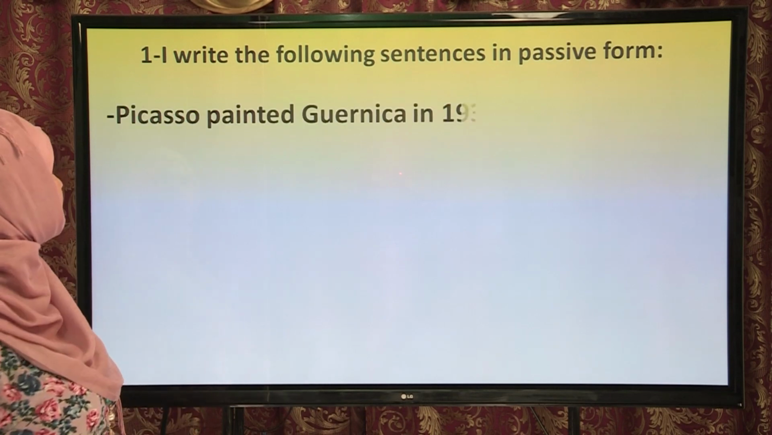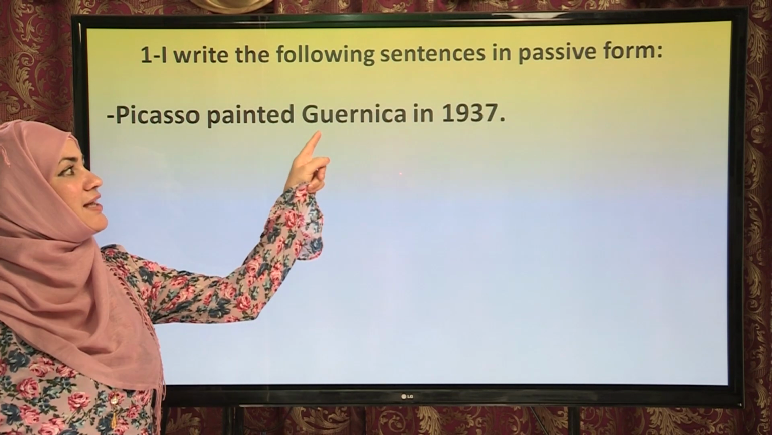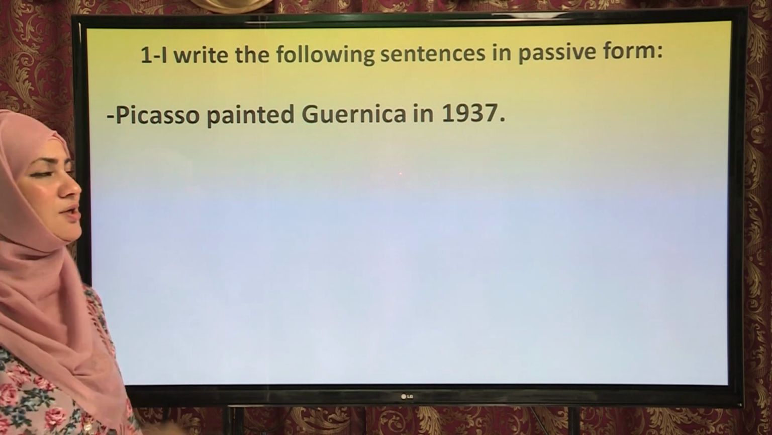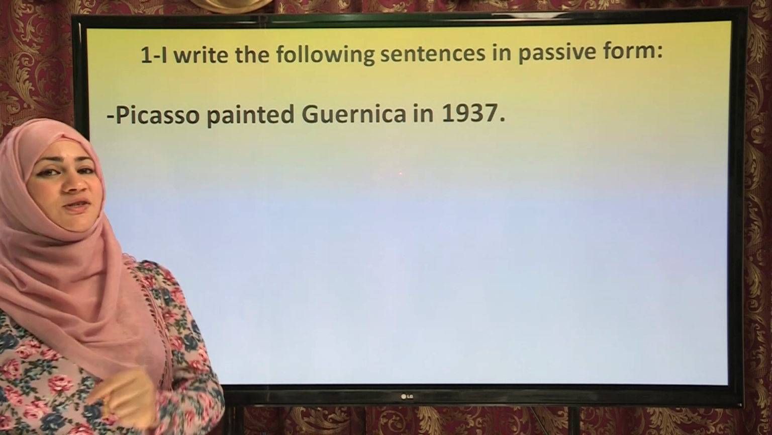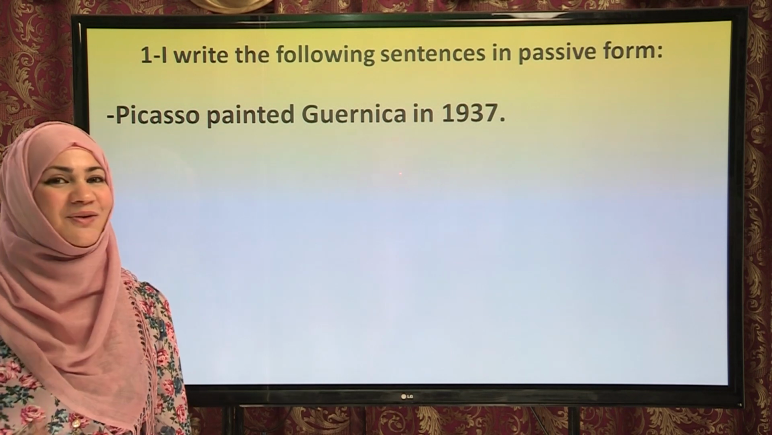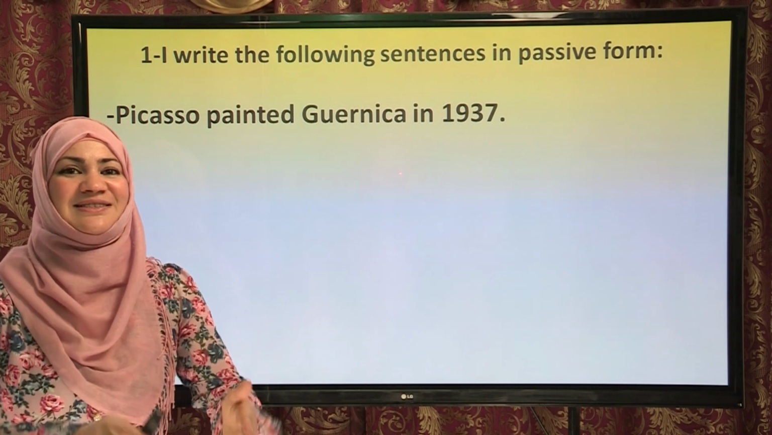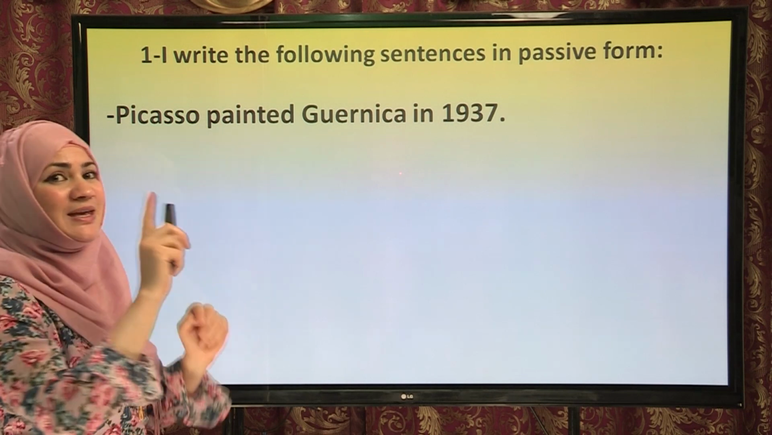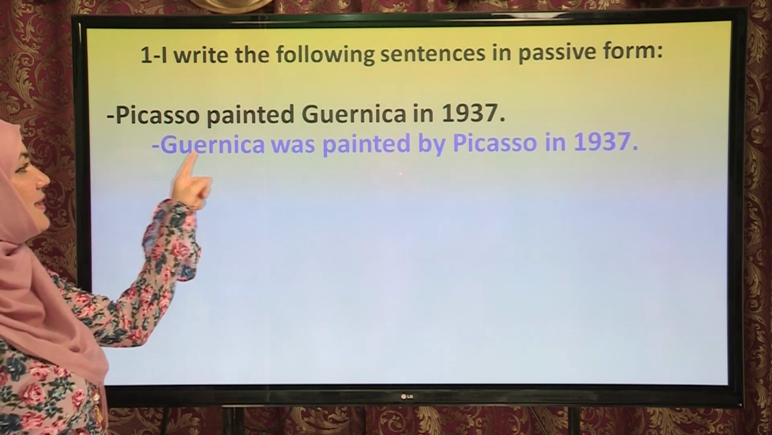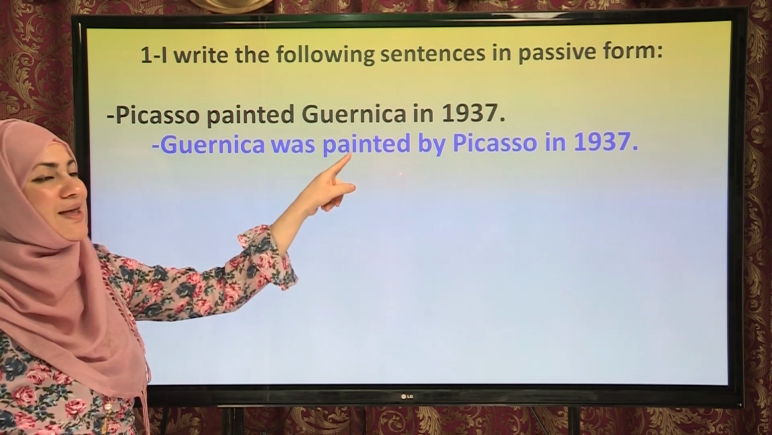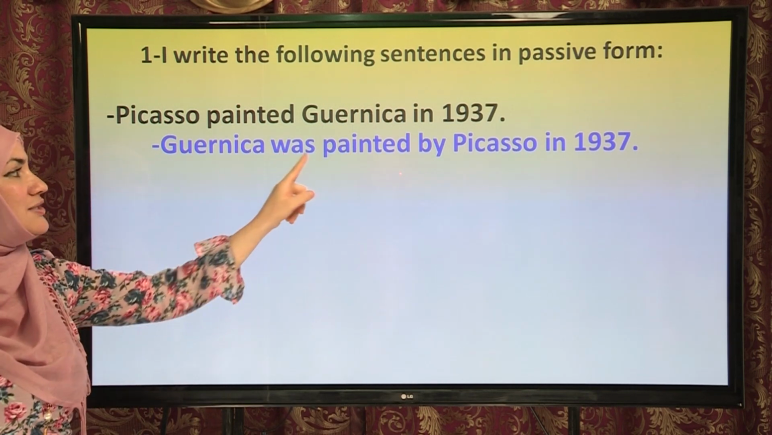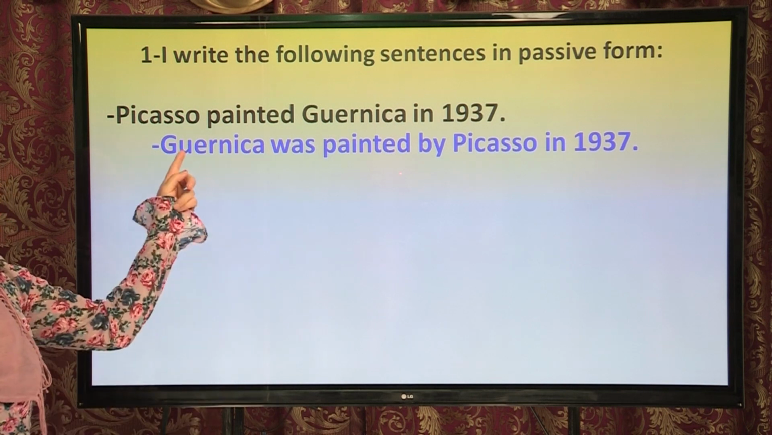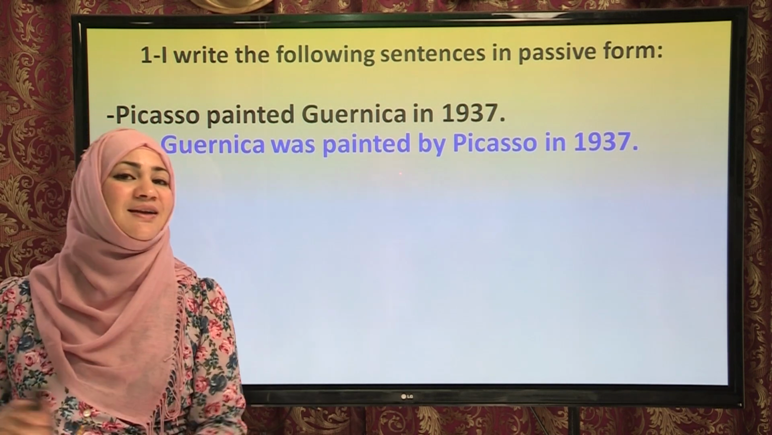Sentence 1. Picasso painted Guernica in 1937. This is a verb. In which tense? Good. It is in past simple. Is the sentence positive or negative? No, it is positive. So we have past passive positive. We go to the form of past passive positive. So the sentence will be, good, my students: Guernica was painted, Guernica singular, was painted, past participle, by Picasso in 1937. Guernica was painted by Picasso in 1937.